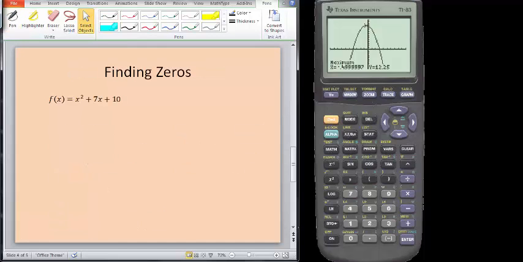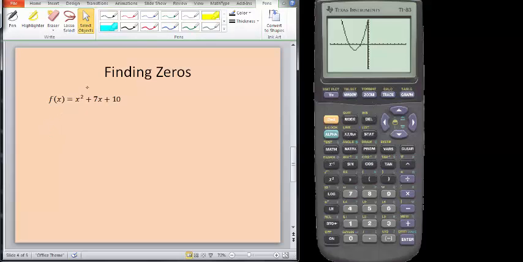This one is asking us to find the zeros of the function, and zeros refer to where does it cross the x-axis. So I'm going to go back into y equals, and I'm going to clear this out, and I'm going to type in x squared plus 7x plus 10, and I'm going to look at my graph. If you would like to zoom 6 on that, you're welcome to. It brings it to a nice picture. It didn't really matter. I could see the vertex in both situations, and I can see where it crosses the x-axis.